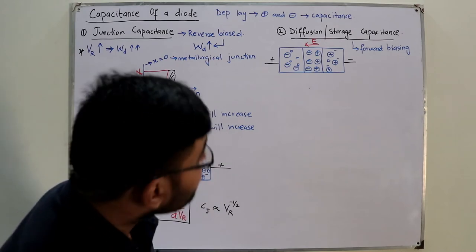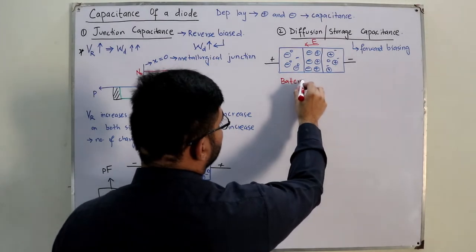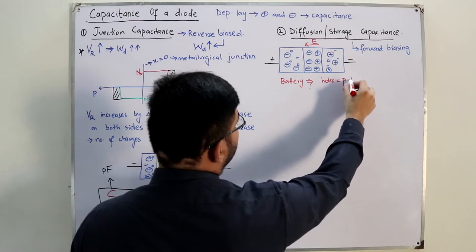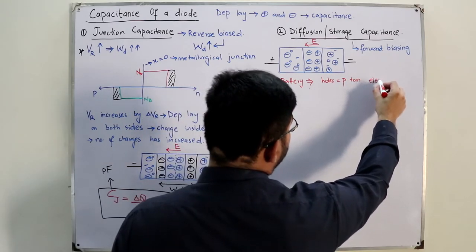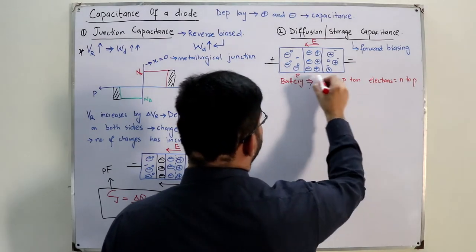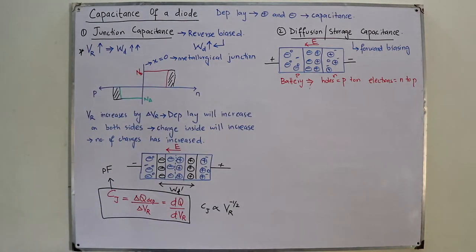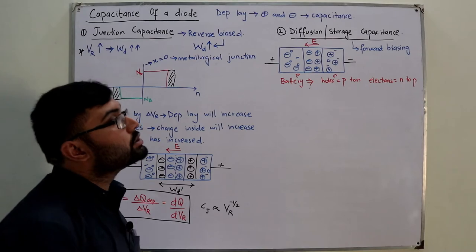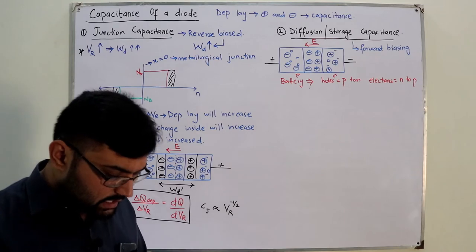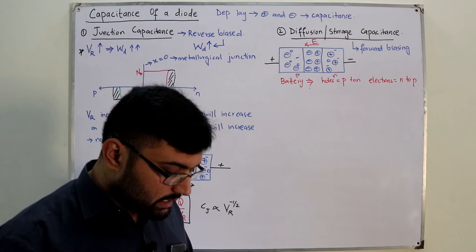Yes? So what would I write over here? That the battery will do what? This implies that holes move from P to N and the electrons move from N to P. This is P side, this is N side. This is due to what? This is due to the external source voltage applied across the diode. The charge carriers go across from one region to the other.